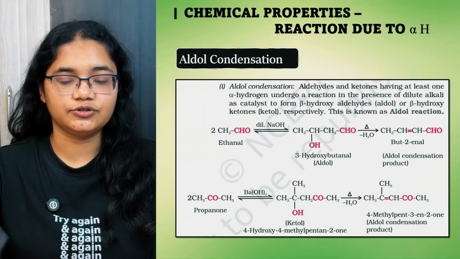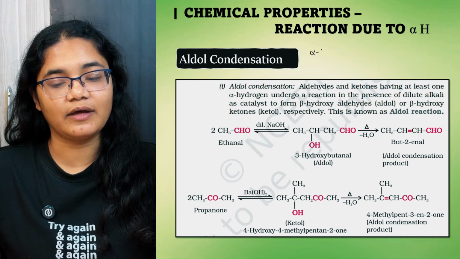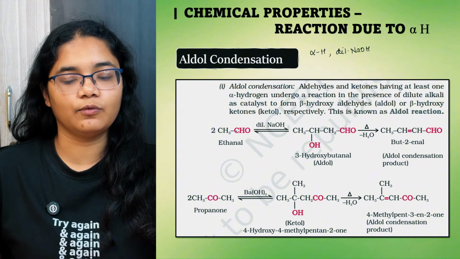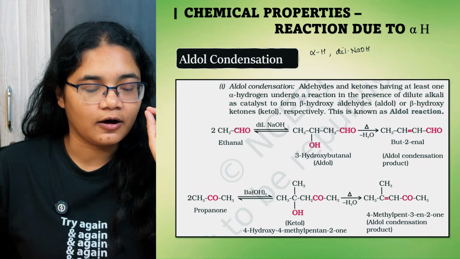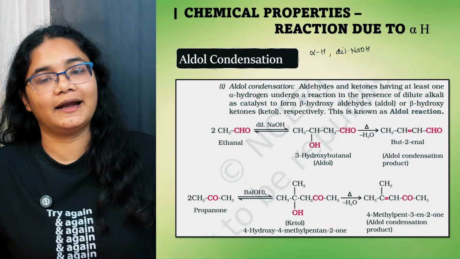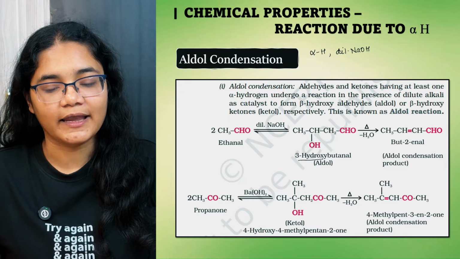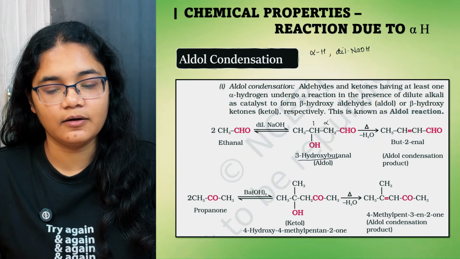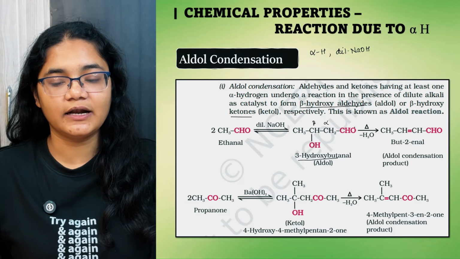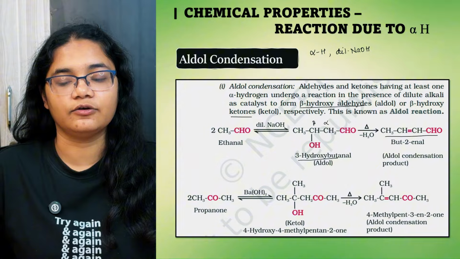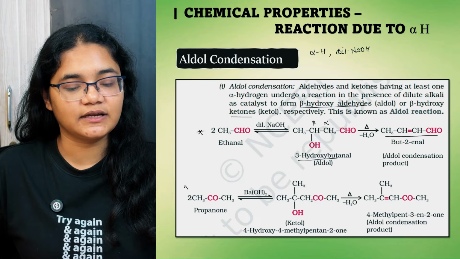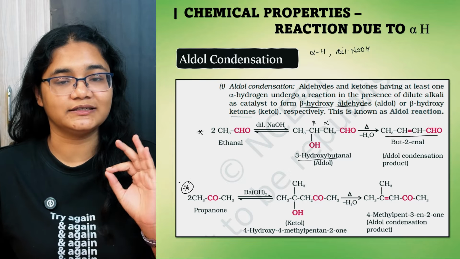Now we'll talk about reactions due to alpha hydrogen. So aldol condensation. For aldol condensation, you need to have an alpha hydrogen, and the reagent used is dilute NaOH. First, the alpha hydrogen is extracted and a nucleophile is produced, then it attacks another aldehyde to give you beta hydroxy aldehydes or beta hydroxy ketones. After that, it undergoes condensation to give you alpha beta unsaturated compounds. Please remember, whatever examples are given in the book, you need to prepare at least those examples thoroughly.